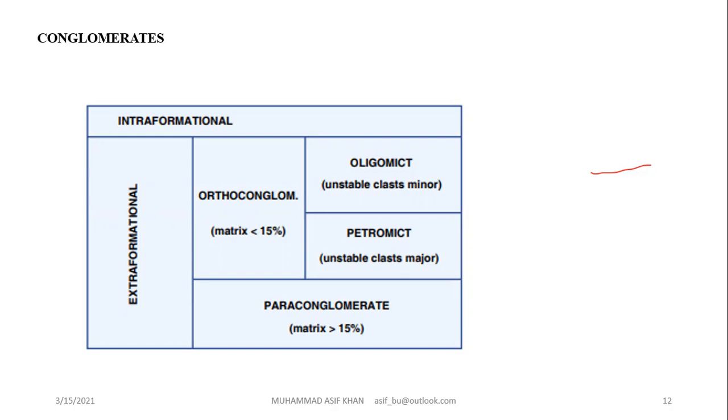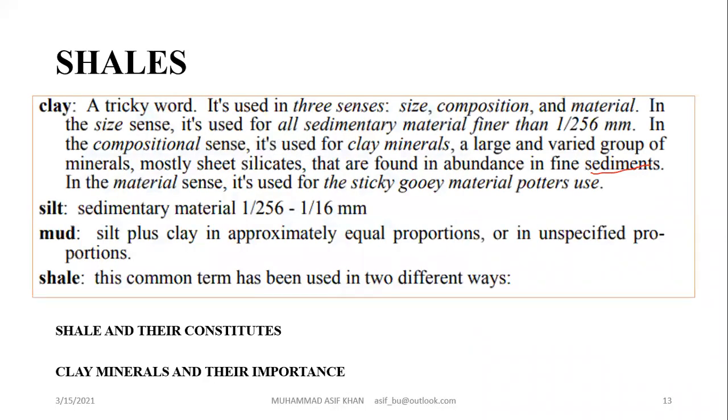Ortho conglomerates have matrix less than 15%. Para conglomerates have matrix of more than 15%. Para conglomerates are polymictic. They are also indicated by Tobra sandstone facies. Okay, you just need to have some idea about these things.